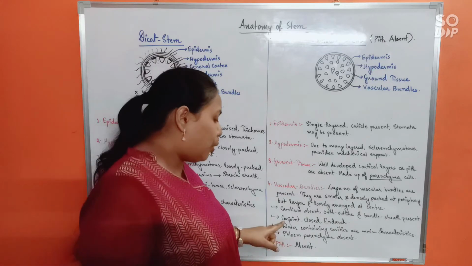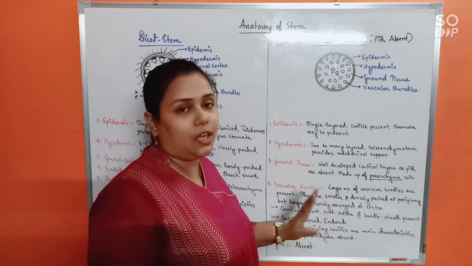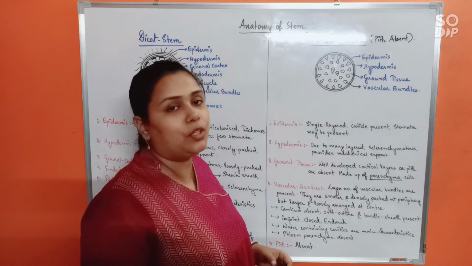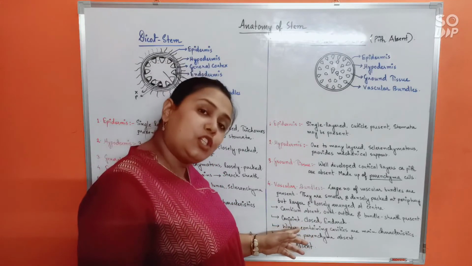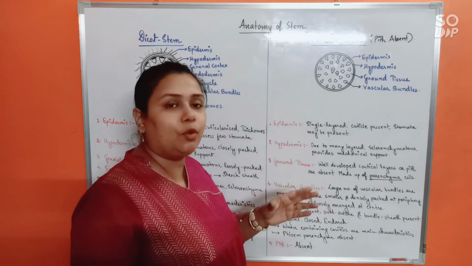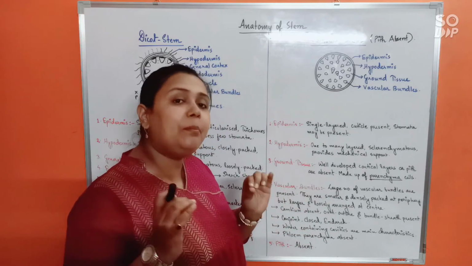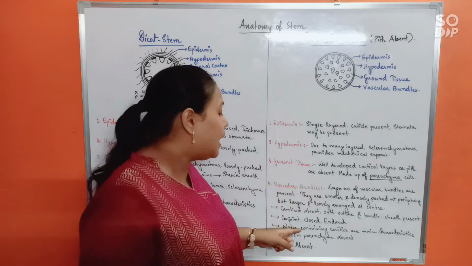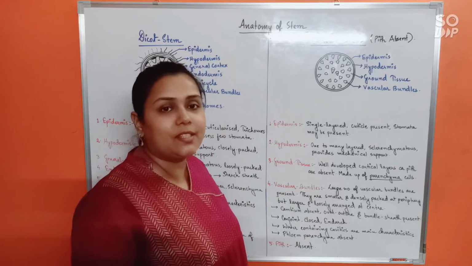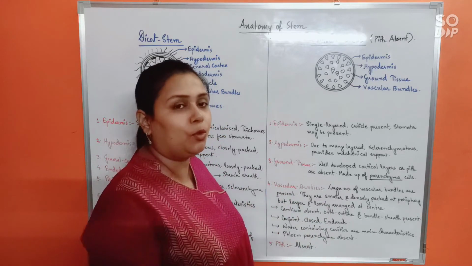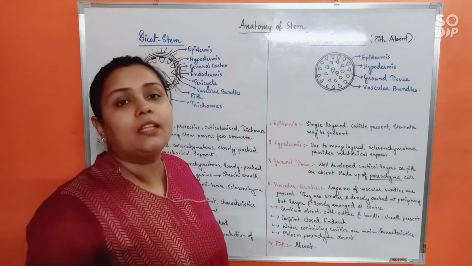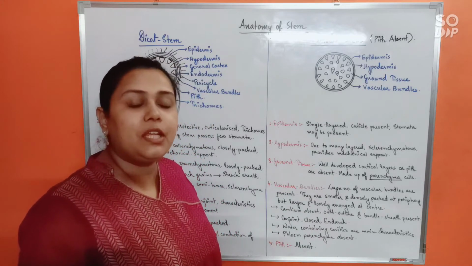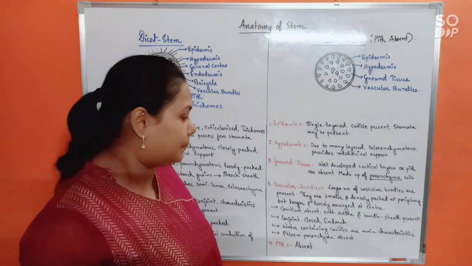Now, conjoined, closed and endarch. Of course, vascular bundles are going to be closed, as cambium is absent. And of course it is going to be conjoined, that is xylem and phloem are together. Conjoined, right? And endarch. That's again a similarity between dicot and monocot stem. Both show endarch arrangement, that is the metaxylem towards the periphery and protoxylem towards the pith.